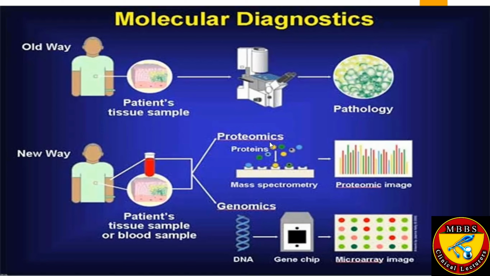This slide is showing the old way and the new way. When we were students, we studied pathology at the microscopic level. The tissue is taken, biopsies are processed, a slide is made, and the diagnosis is made on the microscope. Now, in the recent way, the patient tissue sample is taken, then proteomic and genomic analysis is done, the DNA is obtained and observed by different techniques. So now things go to the molecular level for diagnostic purposes.